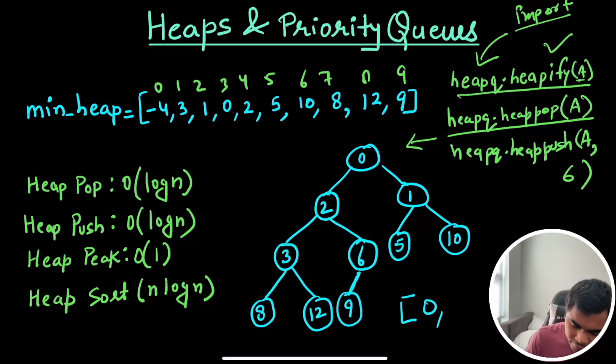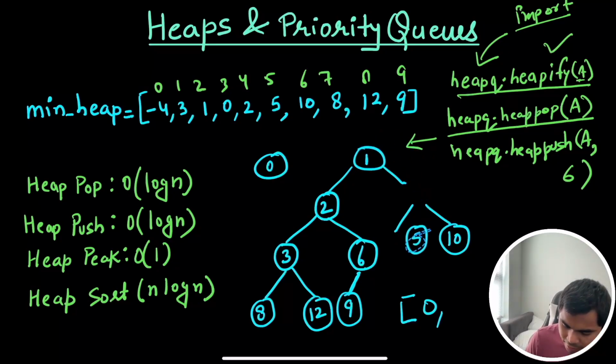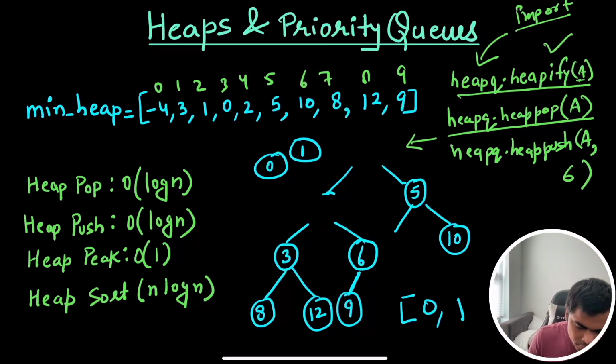Now again, if you're removing 0 from here, this 1 should take the place of this 0. Now out of this 5 and 10, this should come over here. Now again, you're going to pop, so this 1, you pop it out, so that's going to be your second value. So 1 right here. Now out of 2 and 5, this 2 will take the place on the top, so this 2 will come over here. And then out of 6 and 3, this 3 should come over here. Out of 8 and 12, this 8 will come over here. Now you will again pop.